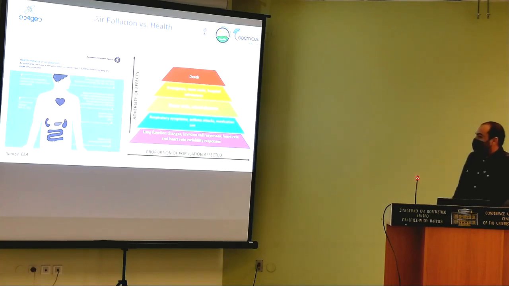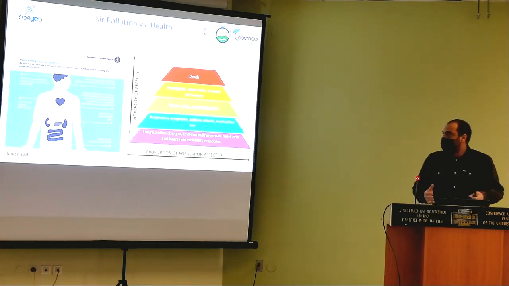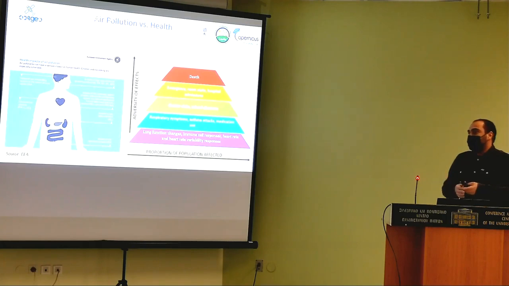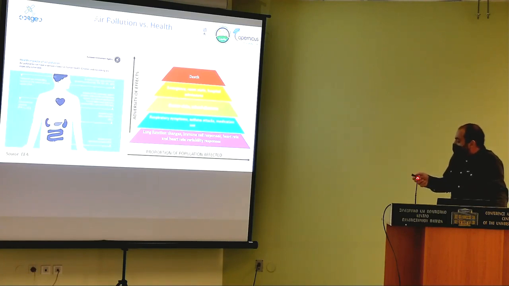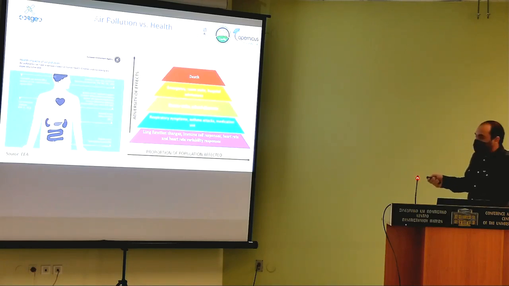But can we combine all these pollutants, and what are the impacts on health? Different air pollutants have different impacts on health, but the most important thing is that in this graph we have the pollutome of air pollution. It combines the population affected by air pollutants and the adversity of effects, and we can see that as the adversity of effect increases, we have more deaths.